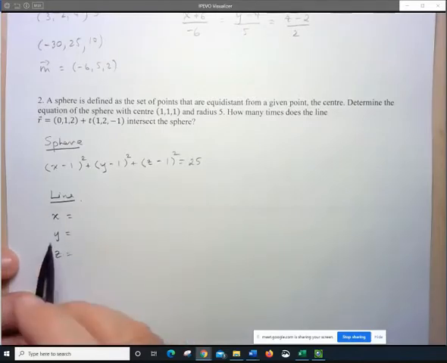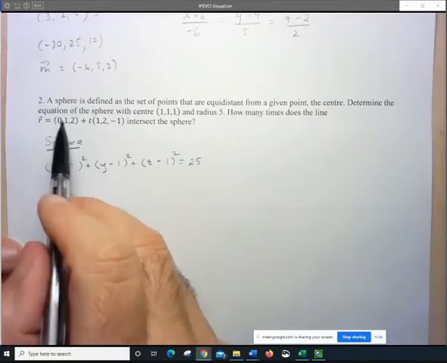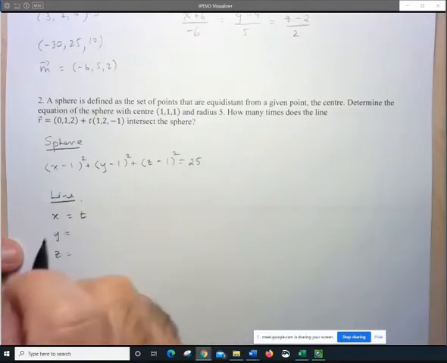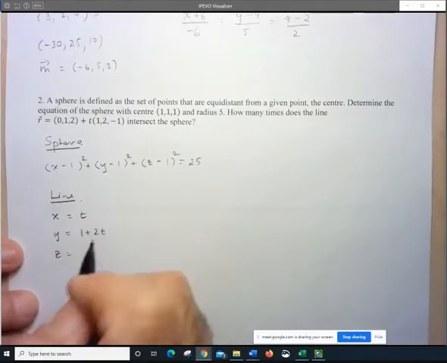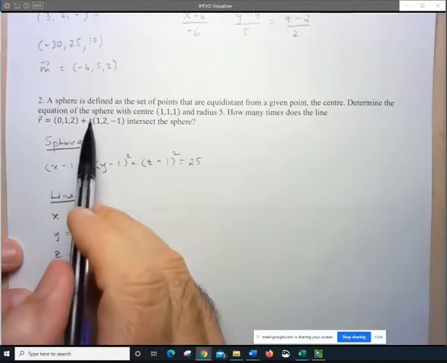Let's take a look at what this would be. Well, it's 0 plus t, just t. This would be 1 plus 2t, and here we have 2 minus t.